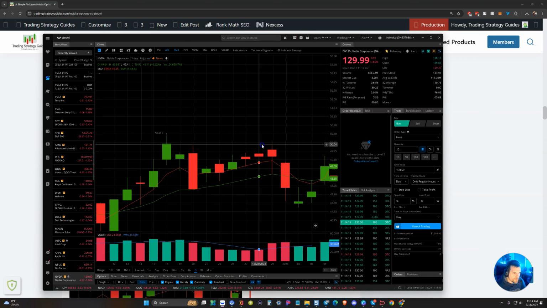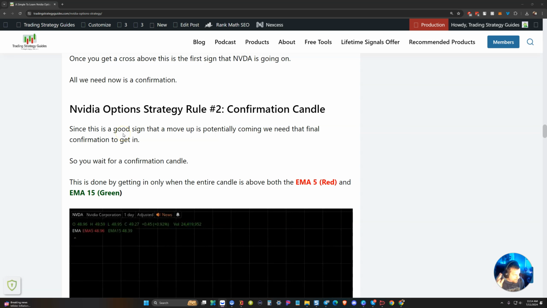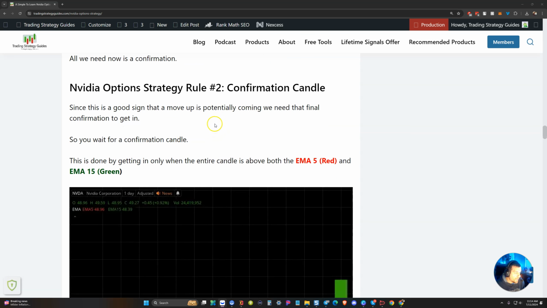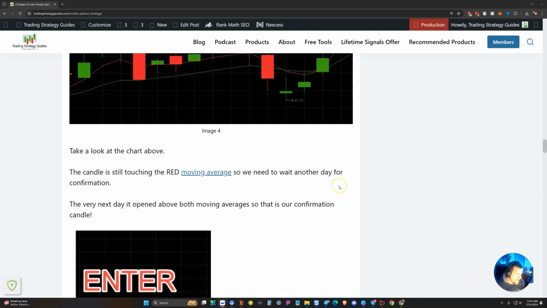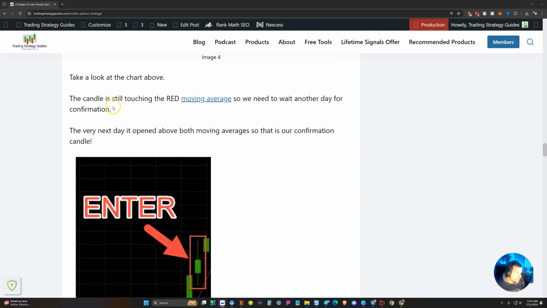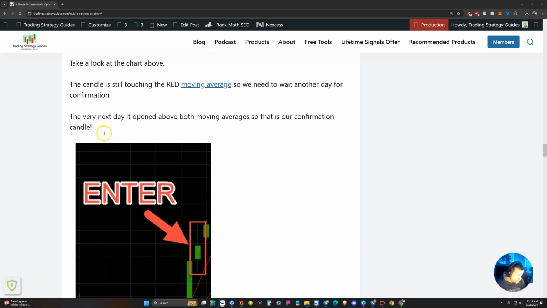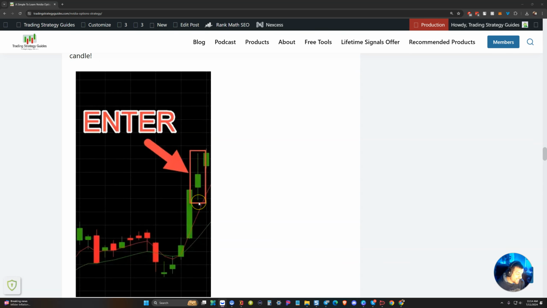So the confirmation candle. The confirmation candle is a good sign that the red is above the green. So obviously that's pretty simple, straightforward. But now we need a final confirmation. And so what we want to do is look for, so this isn't it. This is still, the moving average is still touching. And so we need to wait for the entire candle to close above the moving average.